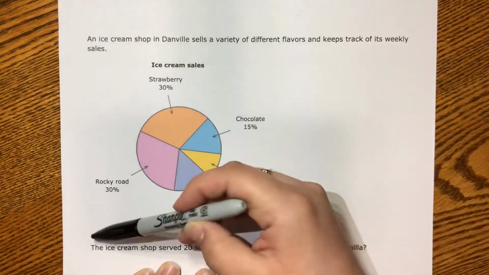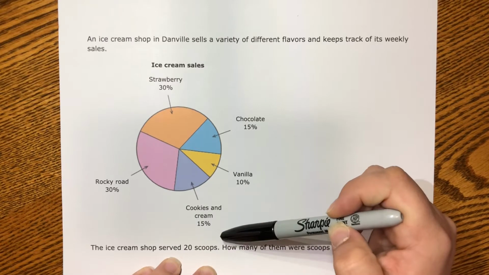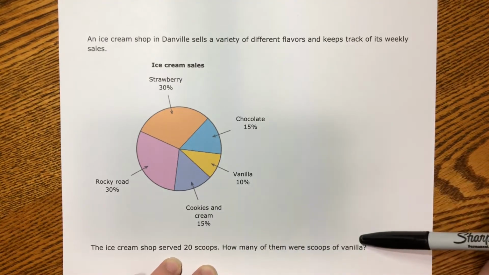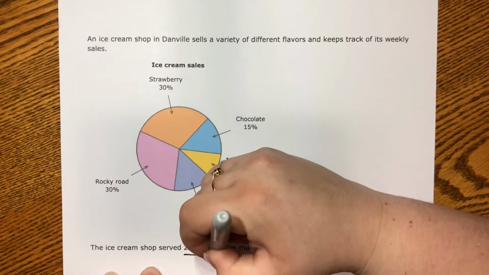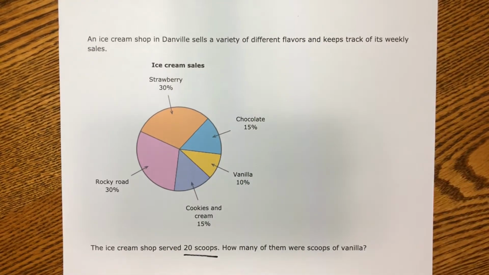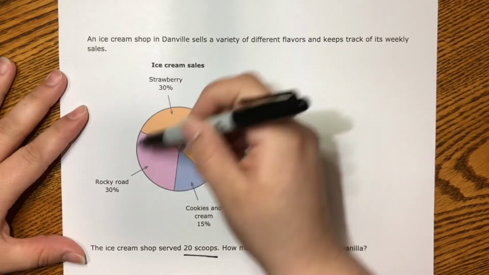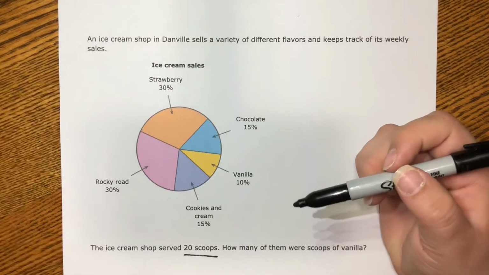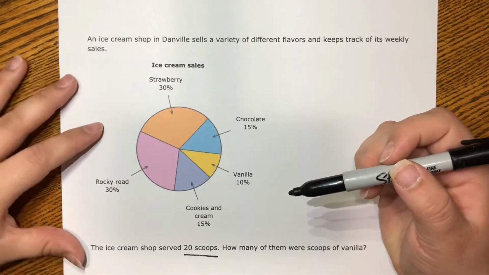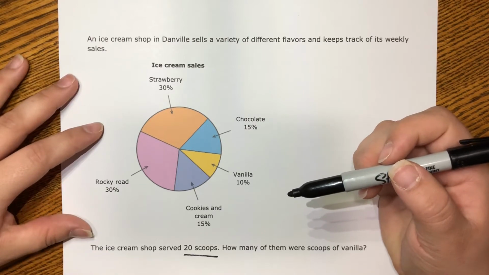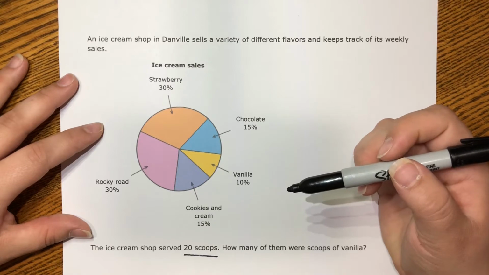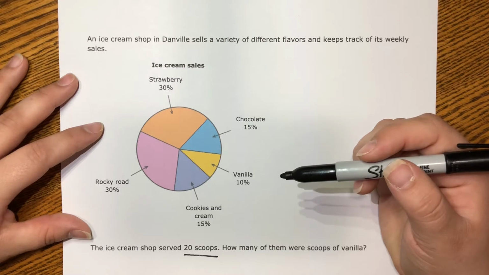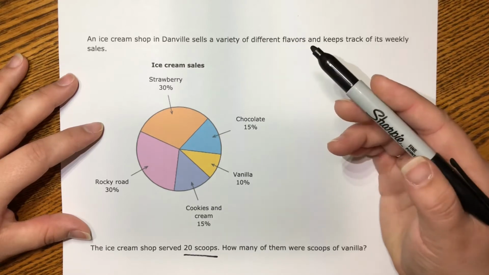The question is, the ice cream shop served 20 scoops. How many of them were scoops of vanilla? This 20 scoops is very significant. This pie chart represents 20 scoops. If you remember how to find the percent of a number, that's all we need to do. I assigned finding the percent of a number on IXL just to get that back in your memory. It was from earlier in the year, so we're going to practice doing that now.